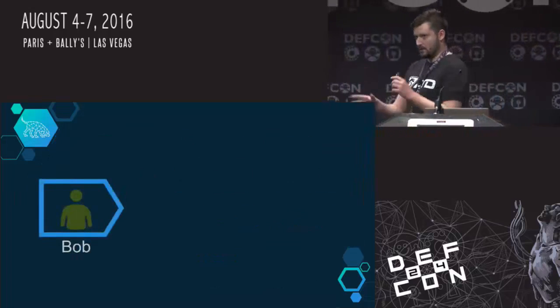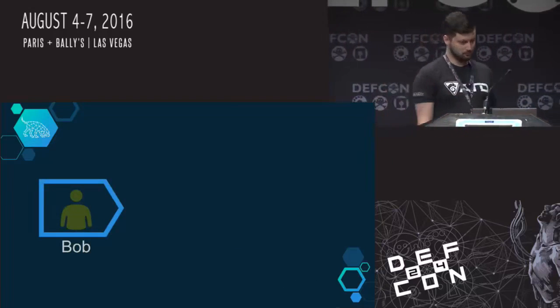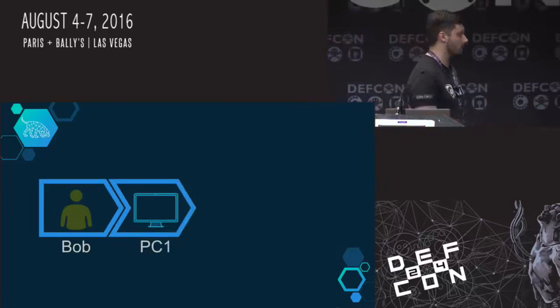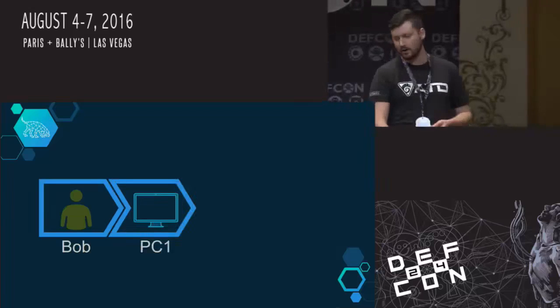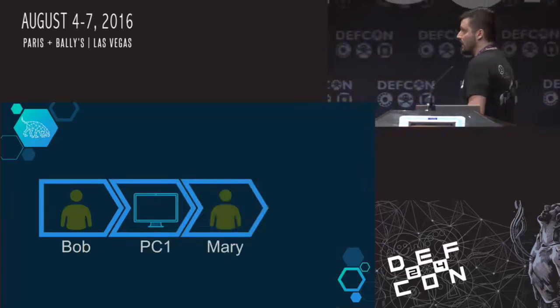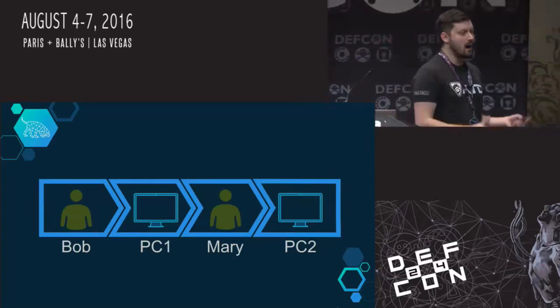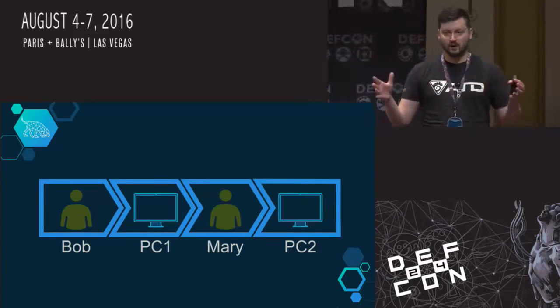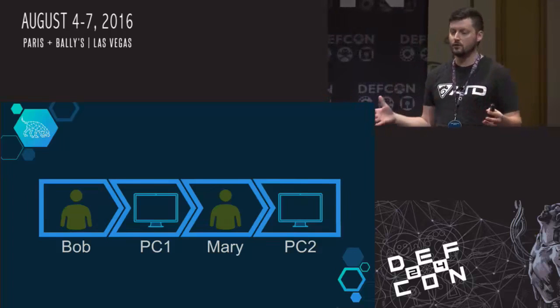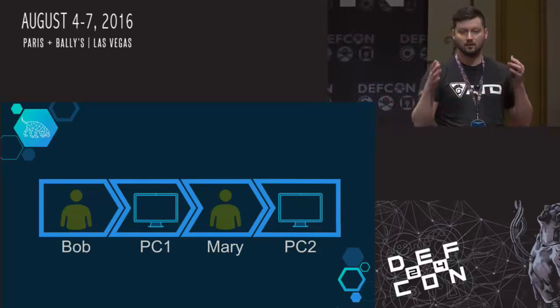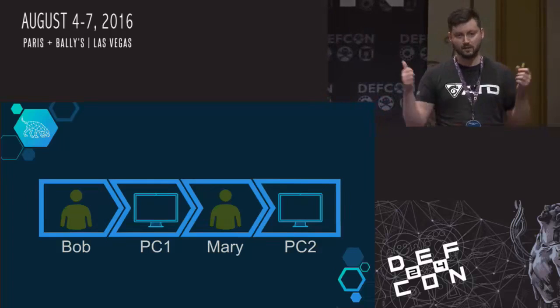So let's look at this a little bit simpler. Let's say we have this user, Bob. Bob has admin rights to PC1. On PC1 is this user named Mary who is logged on. Mary has administrator rights to PC2. Bob derives administrator privileges to PC2 via stealing Mary's credential. Make sense?